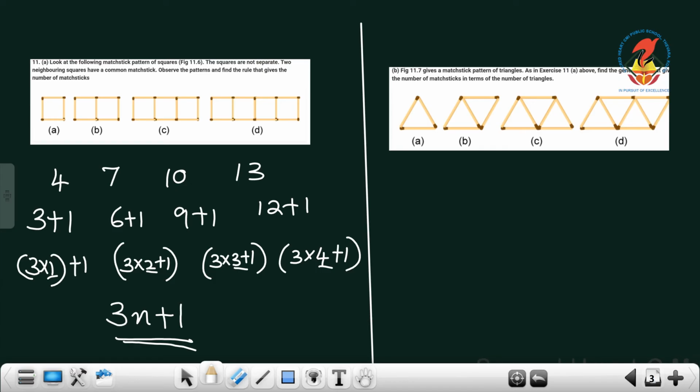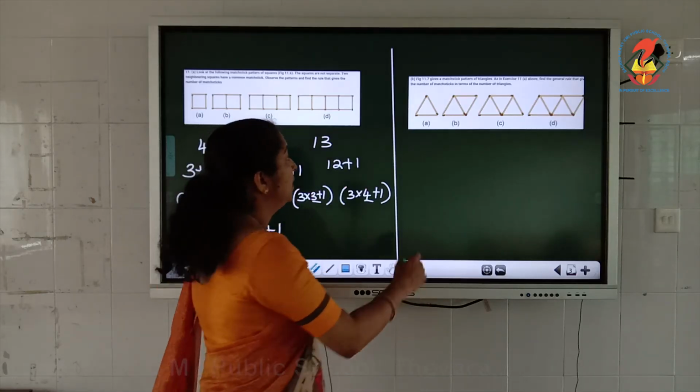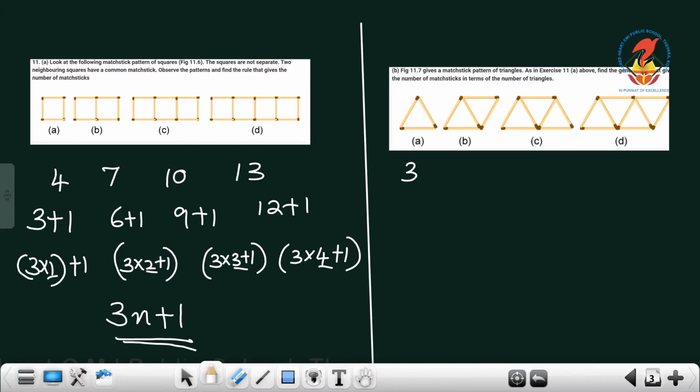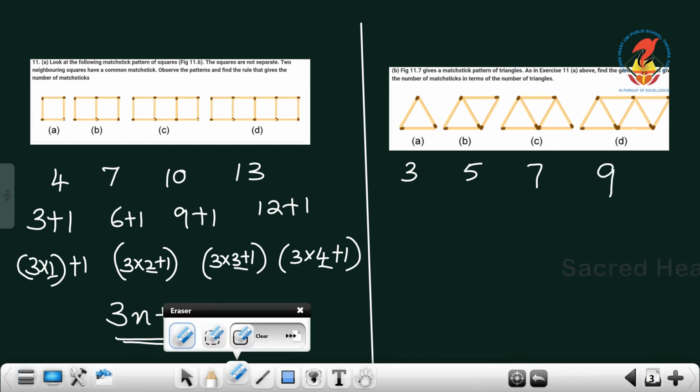Then next one, this gives a matchstick pattern of triangles. Find the general rule that gives the number of matchsticks in terms of number of triangles. So how many matchsticks are there for making one triangle? It is 3. What about next? 5. Next 1, 2, 3, 4, 5, 6, 7. Next 1, 2, 3, 4, 5, 6, 7, 8, 9. So how can you write this?